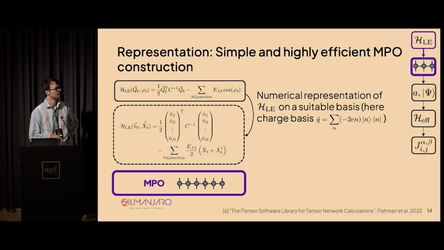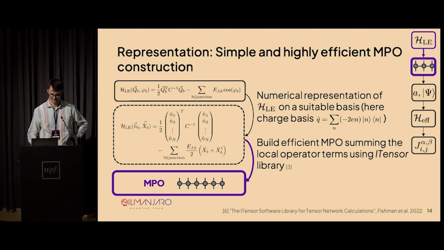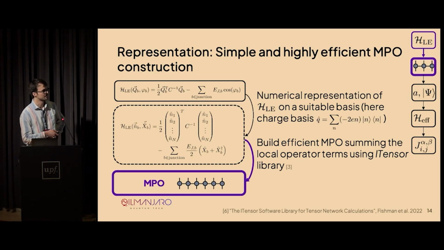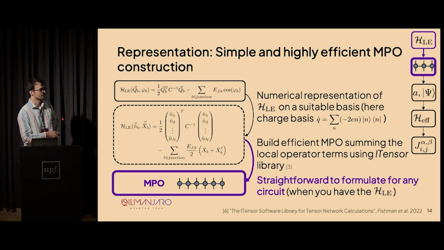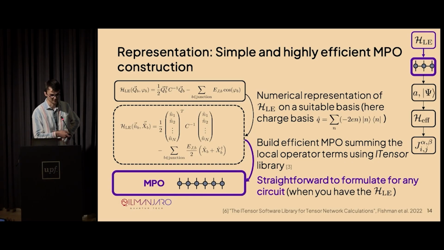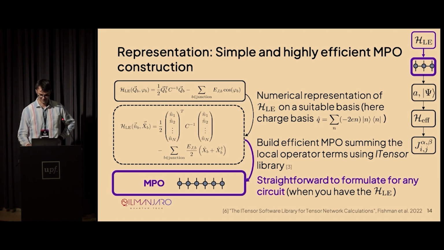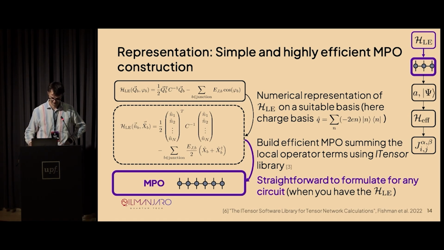And then we spent some time to find a manual way to implement this, which was another tedious step after this derivation, but actually we found a better way, which is using a software package called ITensor, and there you can just sum over all local operators, and this means you can find a very efficient representation in a pretty straightforward way to formulate it. So you only need the lumped element Hamiltonian, and then this is very close to formulating the MPO.